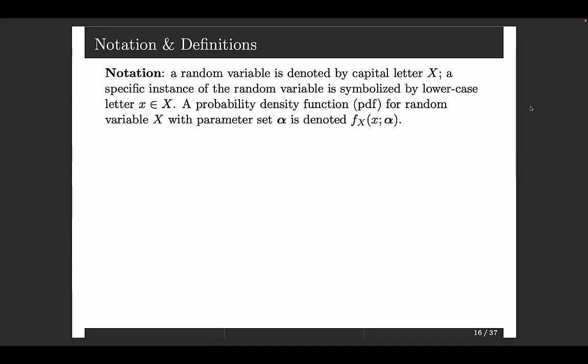First, let's go over some notation and definitions. In these slides, a random variable is denoted by a capital letter, such as capital X, and a specific instance of that random variable is denoted by a lowercase letter x. A probability density function, or PDF, for some random variable X with a parameter set alpha, so that's a vector of parameters, is denoted f sub X.